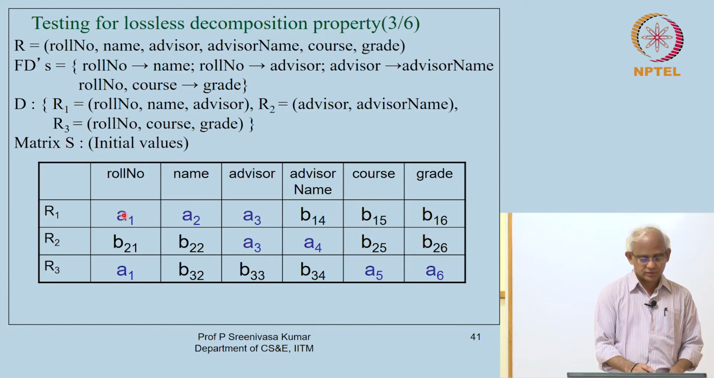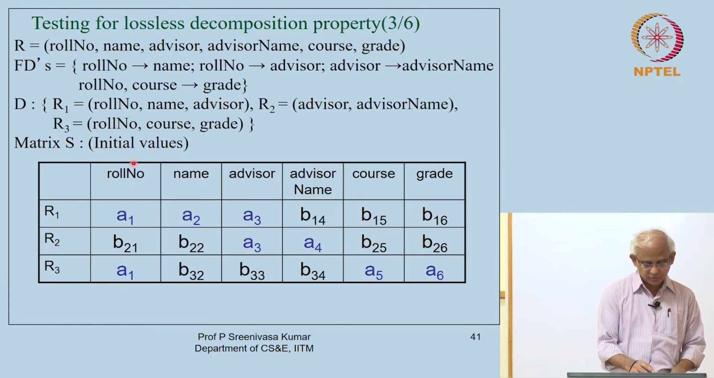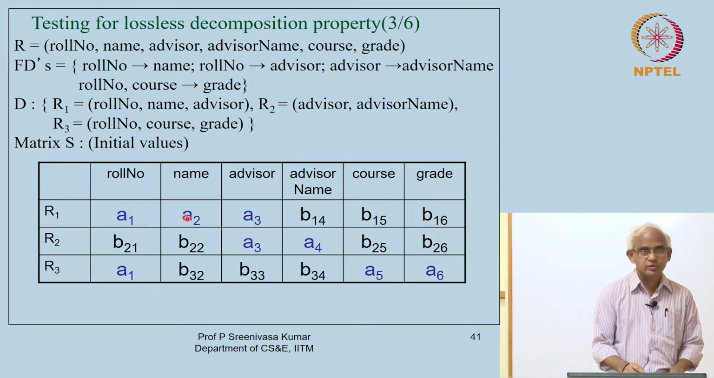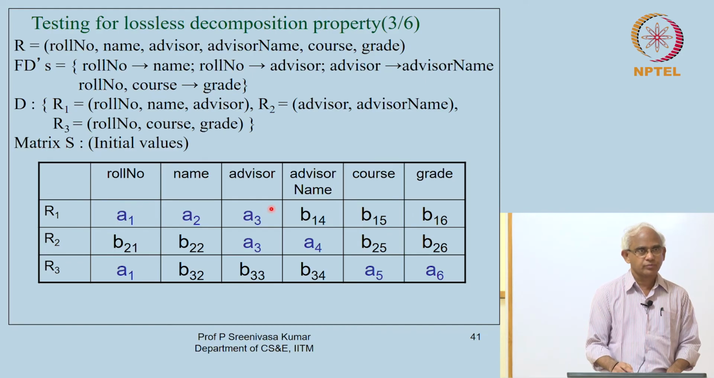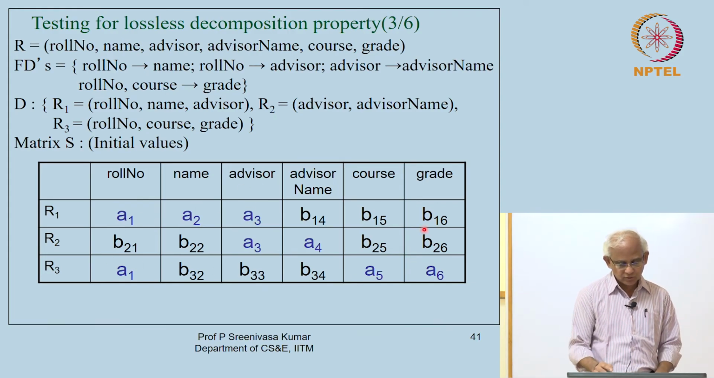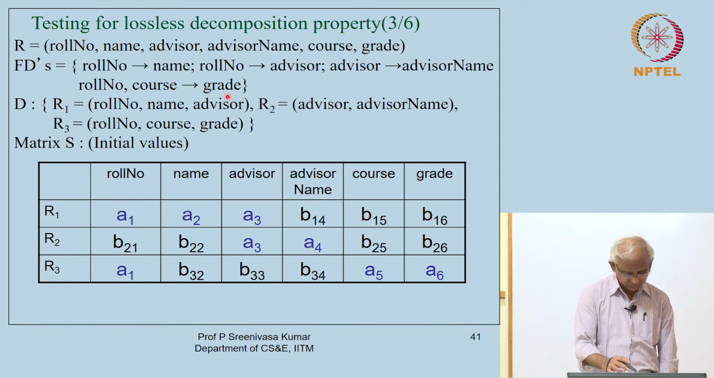That is the initialization we did. But then that A symbol will be distinct because we will use the column name for that. So, A1 will be used here, A2 will be used here, A3 will be used here. Put A3 in all those places where this particular attribute occurs. Now, let us start enforcing these functional dependencies.